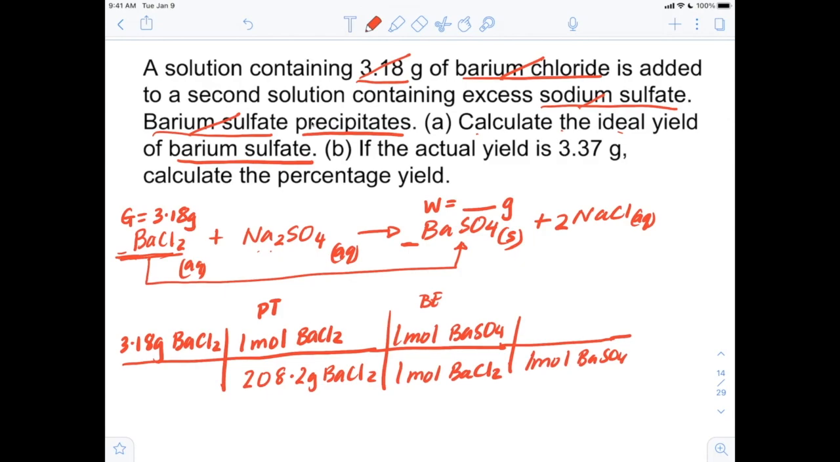So barium sulfate will be, barium is 137.33, plus sulfur at 32.1, plus 4 oxygens, open parentheses, 4 times 16, close parentheses, equal. So I get 233.43 grams of barium sulfate. Okay. Cancel out moles of barium sulfate, cancel out moles of barium chloride, cancel out grams of barium chloride. All the units cancel out except for the desired unit.